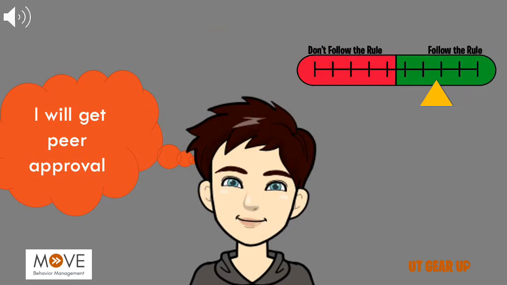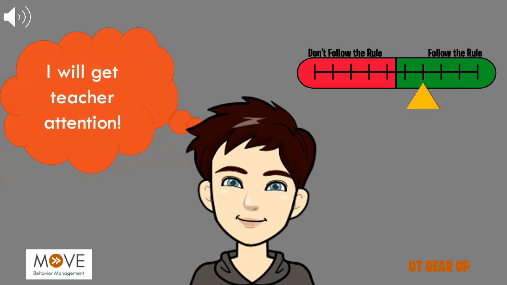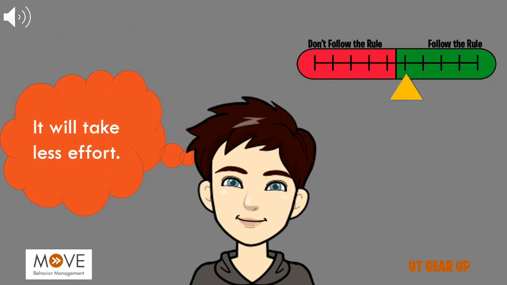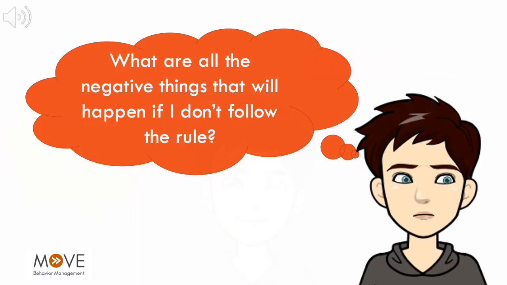I will get peer approval. I will get teacher attention, even if it is negative. It will take less effort. In the same moment, Billy asks himself, what are all the negative things that will happen if I don't follow the rule? These things will motivate Billy to follow the rule.